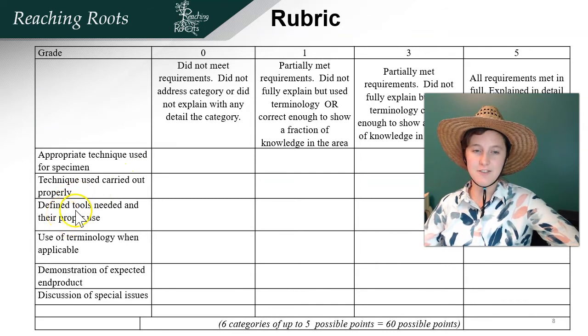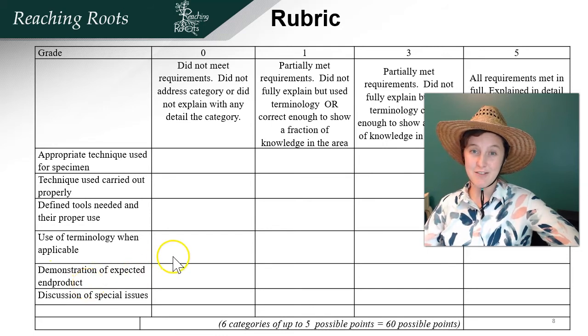You'll also want to define the tools that you need and their proper use. It's like a cooking show when they say what temperature to set the oven to and what pans you'll need. You'll want to be making sure that you explain what you need to do it. That way the person can buy those equipments so that they can do the same technique that you're doing. You'll also want to use the correct terminology when applicable. And you'll want to demonstrate what the expected end product is.